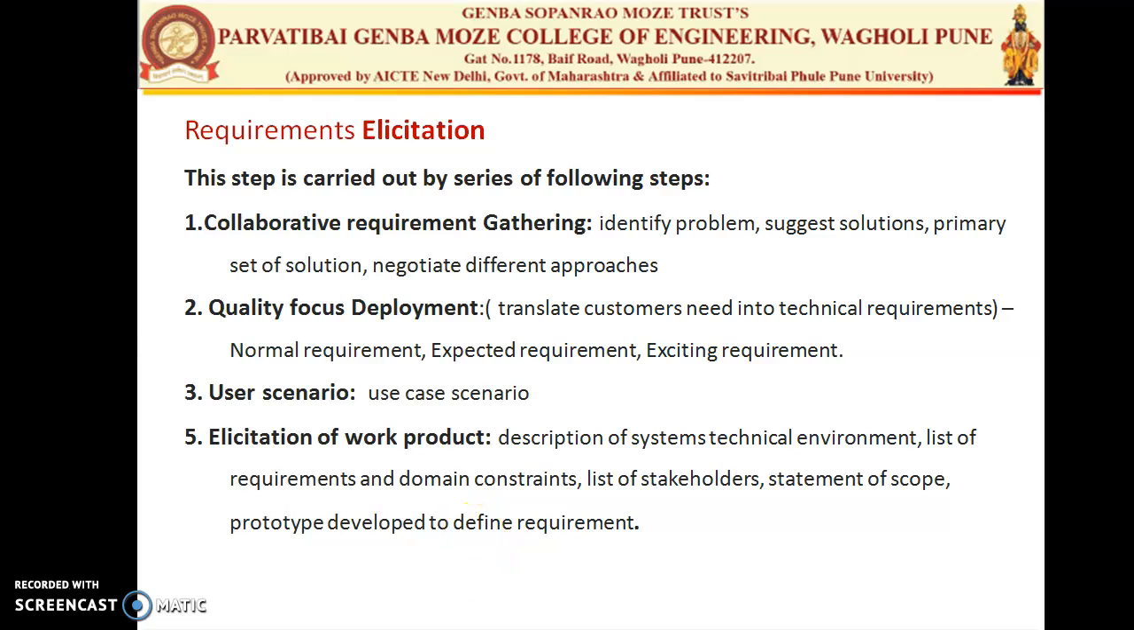And here is the fourth one. The fourth one is the illustration of the work product, which contains the description of the system or the technical environment, then the list of requirements and the domain constraints, the list of stakeholders who are actually involved in the project development, and the statement of the scope. Also the prototype is developed with the refined requirements, the requirements which are prioritized by the customer and developer. The prototype is built on those requirements. So the illustration work product will also give the prototype.